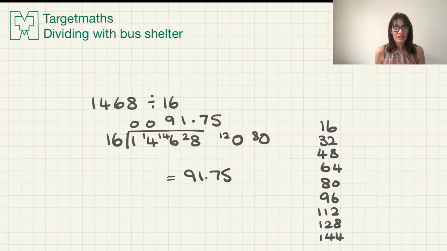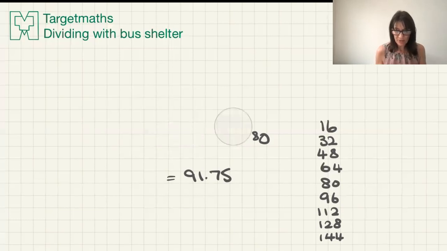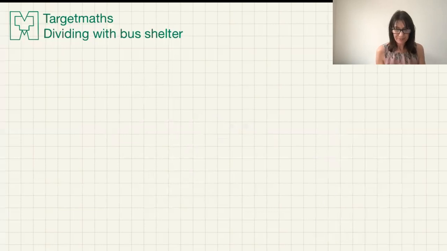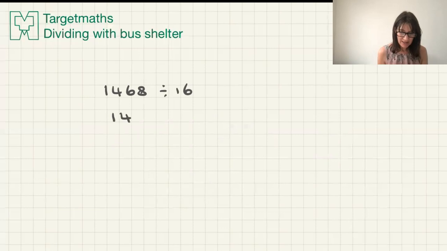It's good to have a shortcut if there's one available, and this type of question there is. All right, so let me show you how we're going to do our shortcut. Like I said, it doesn't work all the time, sadly, but it's quite good when it does work. So 1,468 divided by 16 could be written as this.